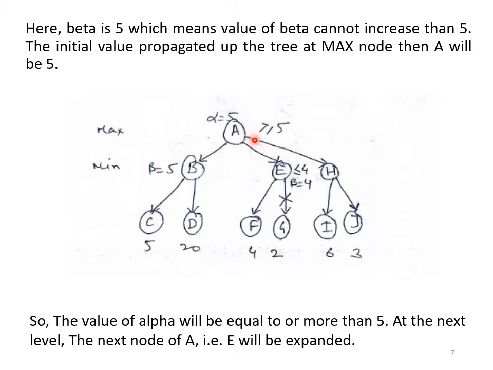I have already said it in the previous slide. So the value of alpha will be equal to or more than 5. At the next level, the next node of A, that is E, will be expanded. Now you have to expand E, because A's alpha value will depend on E. So the value of E will depend on F and G.